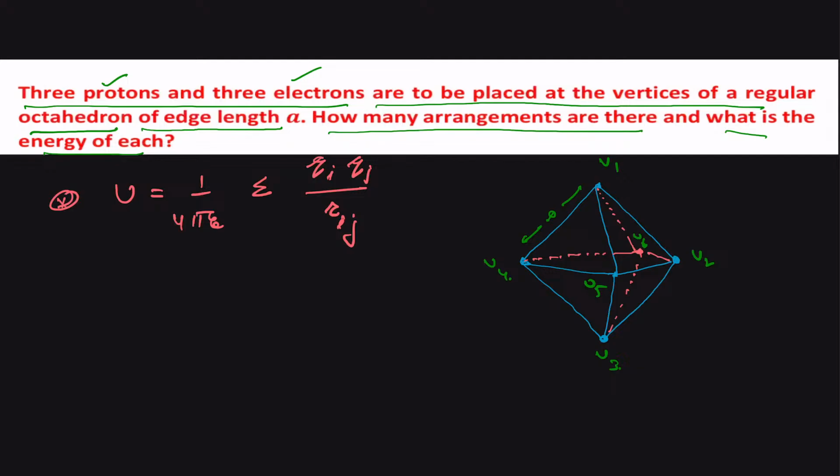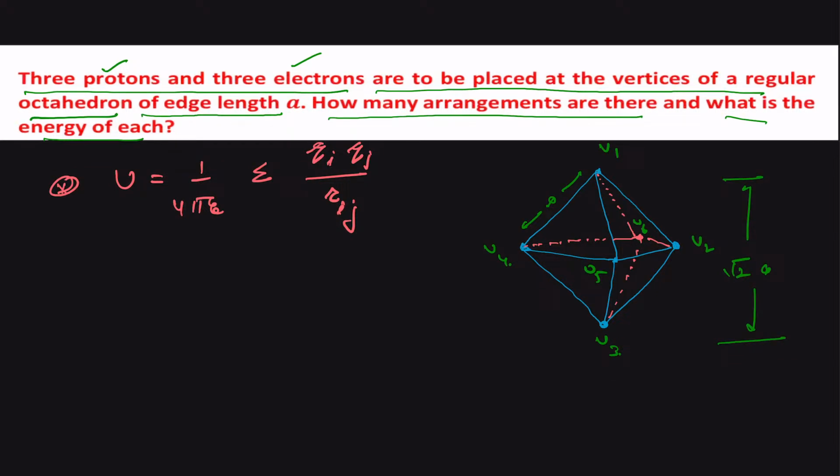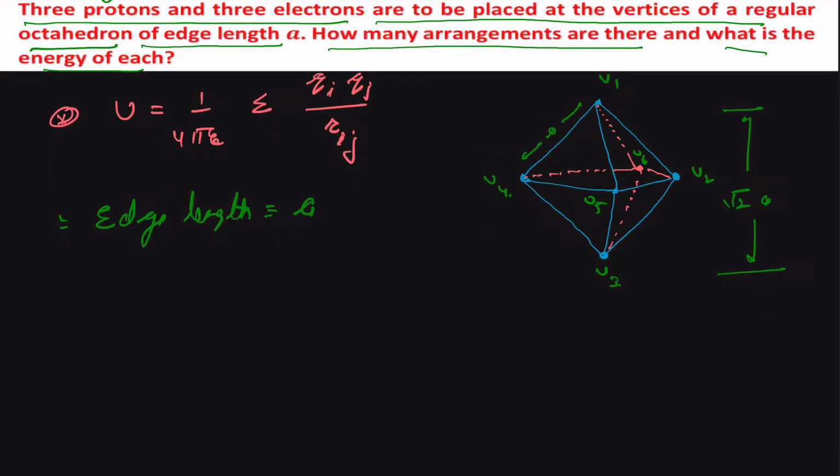So this is edge length, and the opposite vertices, so this V1 and V3 will be our opposite vertices, and these opposite vertices are going to have a length of square root of 2 times A. So we are given an edge length, that edge length is A, and we can also write that opposite vertices are going to have square root of 2 times A.